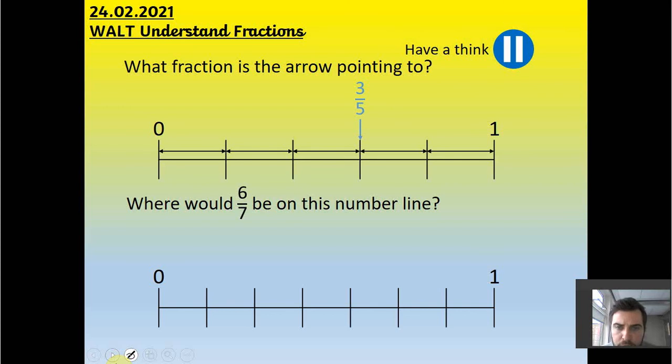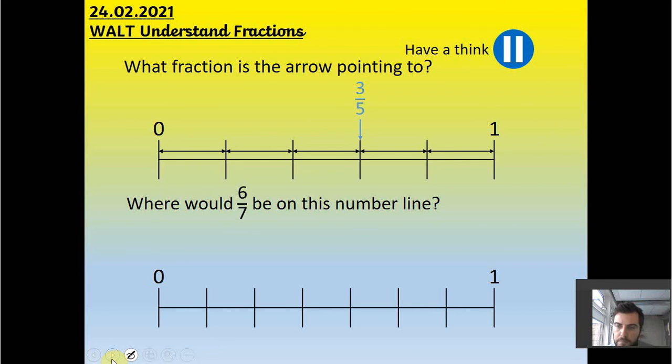Where would 6/7 go on this number line? So now we've got a number line at the bottom. It's telling you it's in 7ths. Let's just double check. 1, 2, 3, 4, 5, 6, 7. Yeah, it's in 7 sections. Where would 6/7 go on the number line? Again, have a think. Where do you think the arrow would go?